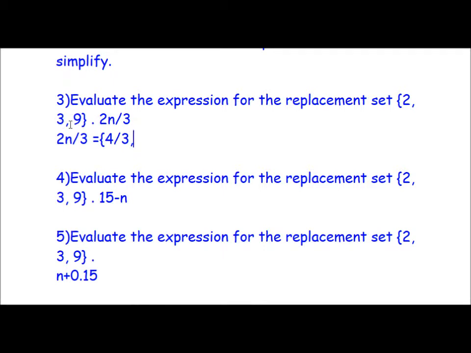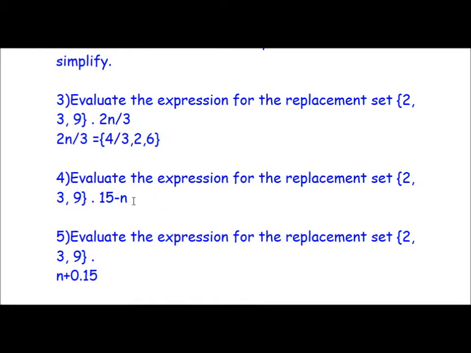Then 2 multiplied by 3 by 3. That means 2 times 3 is 6. This 3 and this 3 cancel, so it comes to be 2. Then 9 multiplied by 2 by 3. 3 3s are 9, 3 2s are 6, so it comes as 6. So this is another set which signifies 2n by 3.